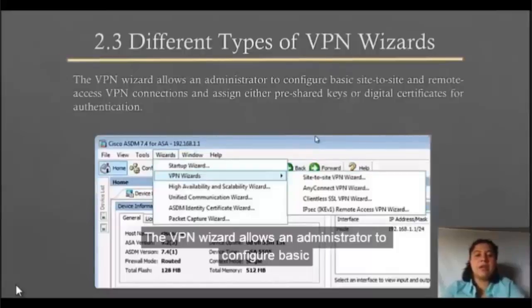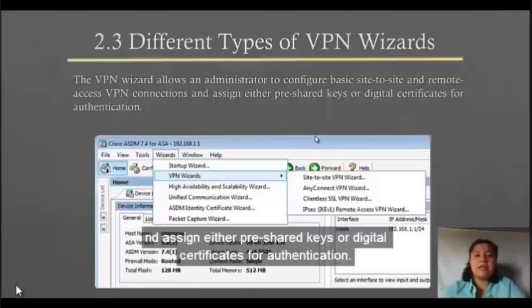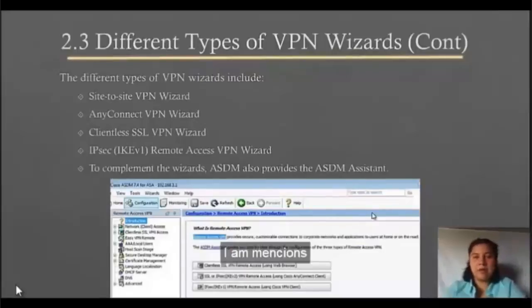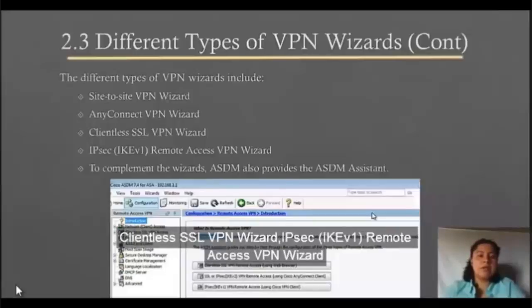The VPN wizard allows the administrator to configure basic site-to-site or remote access VPN connections, and associate the pre-shared key or digital certificate for authentication. The different types of VPN wizard include the site-to-site VPN wizard, AnyConnect VPN wizard, clientless SSL VPN wizard, and IPsec remote access VPN wizard.